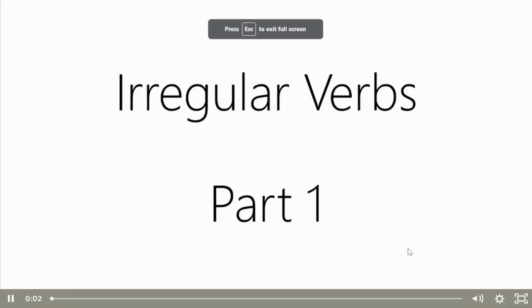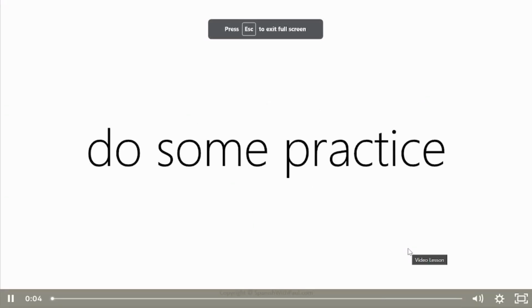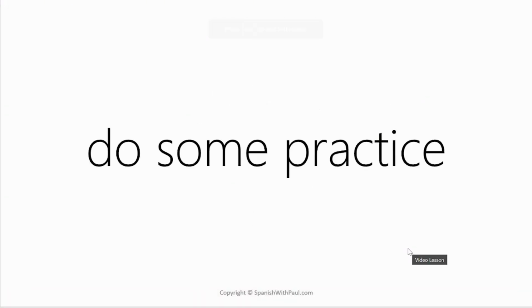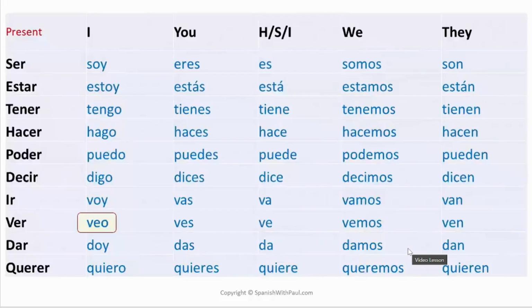Module on irregular verbs, we're going to do some practice working with the chart. And we'll begin with the verb ver. So the angle that we want is I see. Now to look that up in the chart, we simply go to the angle of I and down to the verb to see. So we get the sound of veo. So veo means I see.